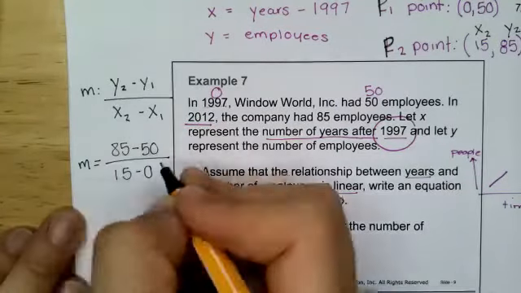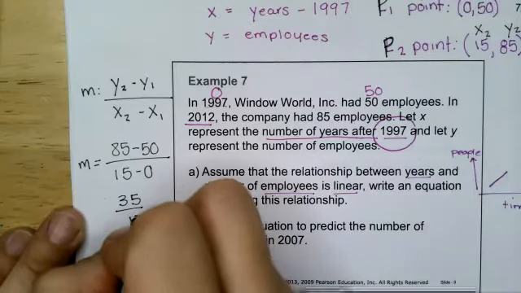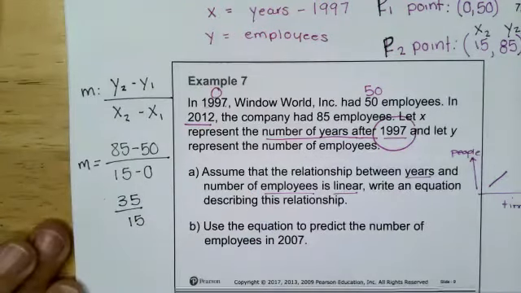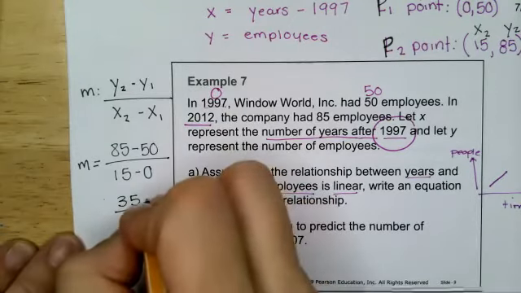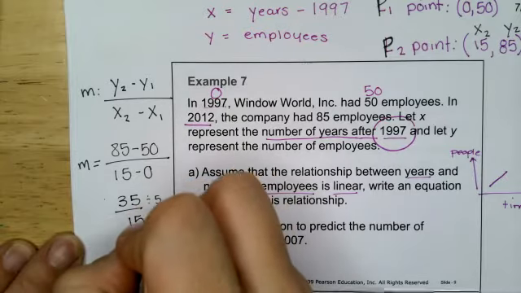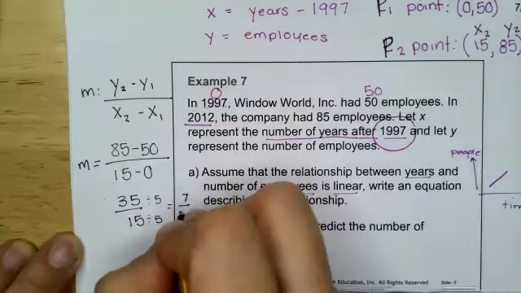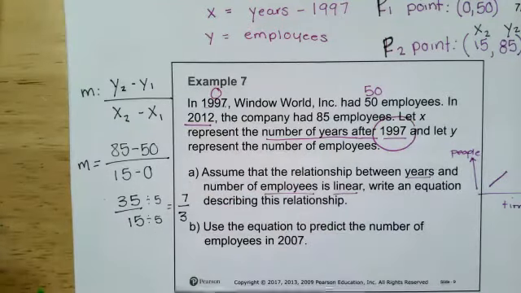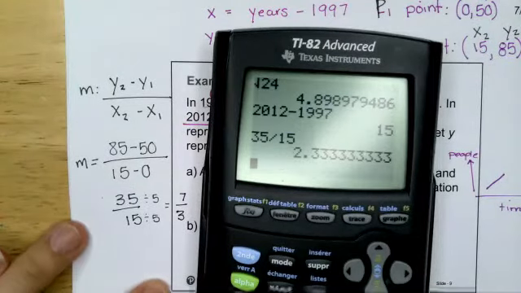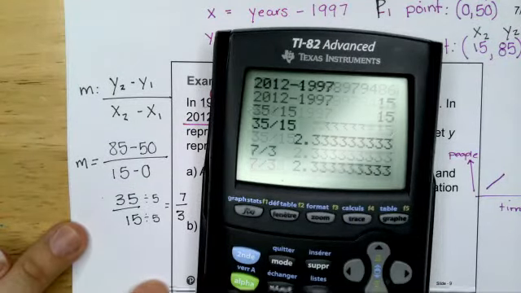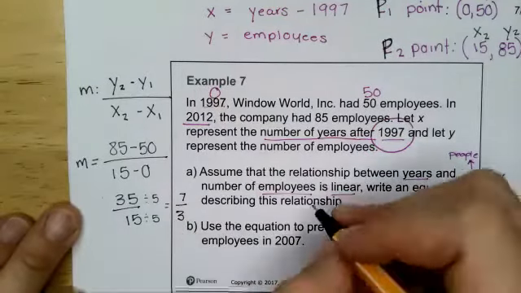So I get 85 minus 50 is 35. 15 minus 0 is just 15. Good. I can divide both of those by 5. So 35 divided by 15. If I just divide the top and the bottom by 5, I get 35 divided by 5 is 7, 15 divided by 5 is 3, because this is lowest terms. 35 over 15 is the same number as 7 over 3. Good. So my slope is 7/3.